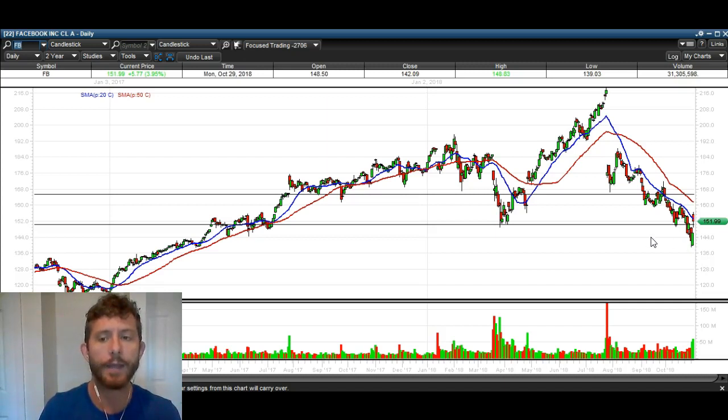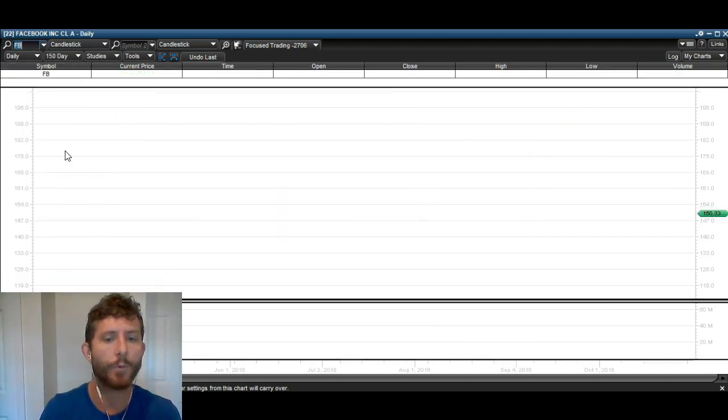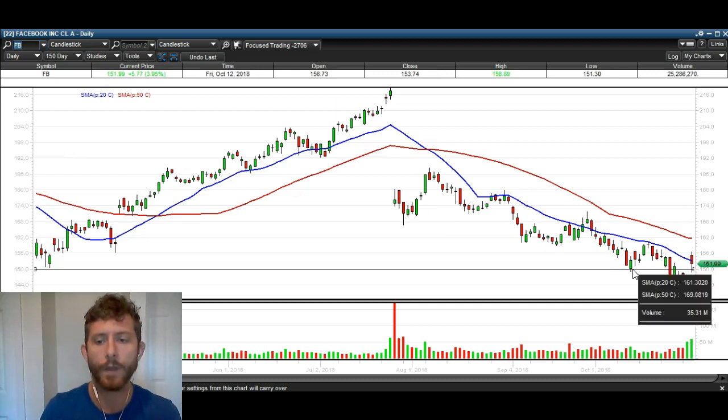Okay, and right here, I'll just zoom in again now that you kind of see what we're looking at here. So there's that support. We broke below the support, and here we are gapping over it. And this is an earnings reaction. All right, we had earnings here on Facebook. This is the earnings reaction.